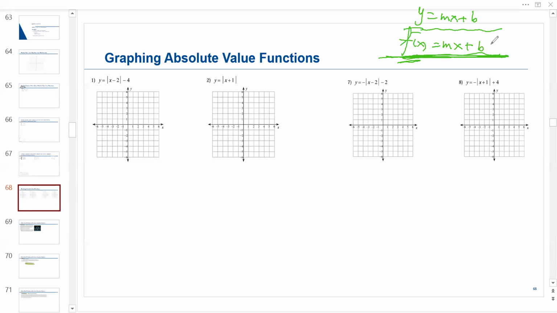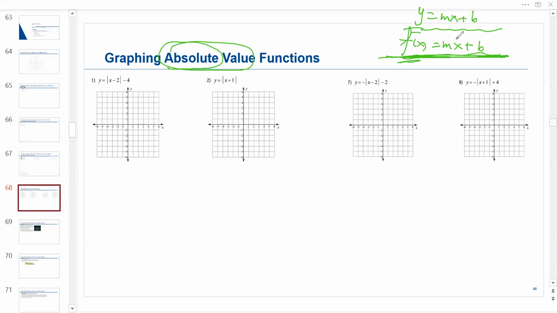So today we will go a little bit further. When we graph this kind of linear line that has an absolute value inside, how do we do that? How do we handle an absolute value inside this kind of expression? Okay, let's see some examples.